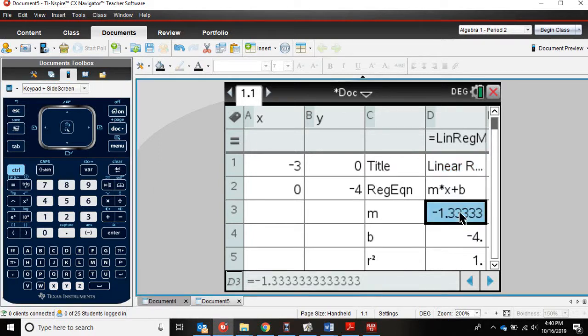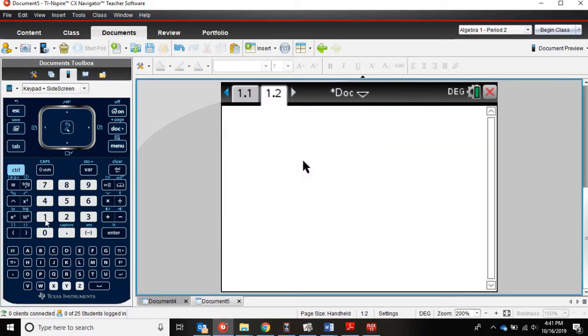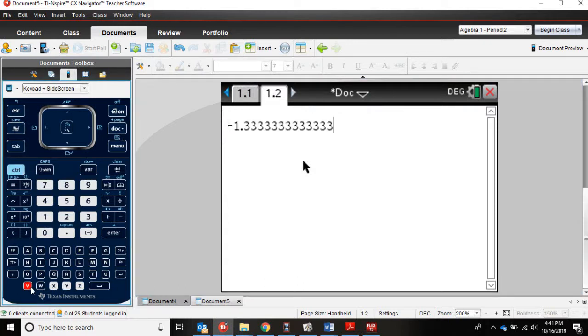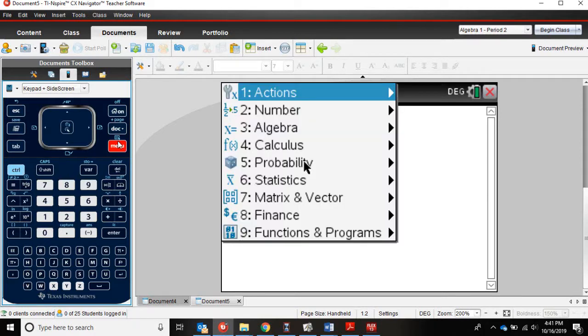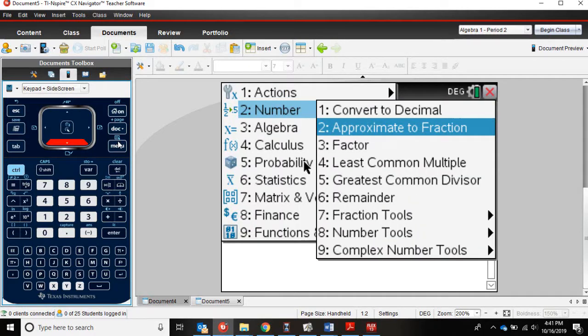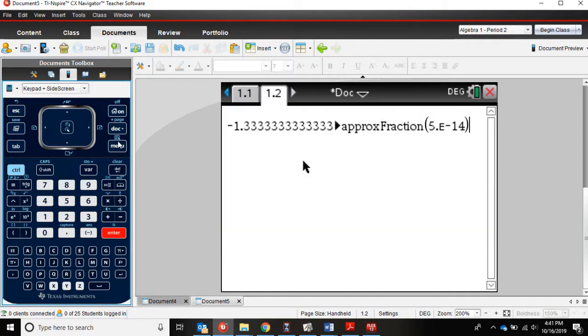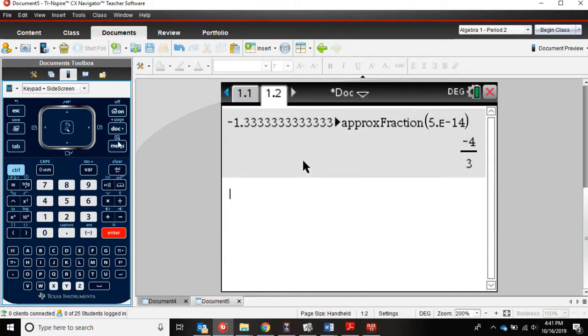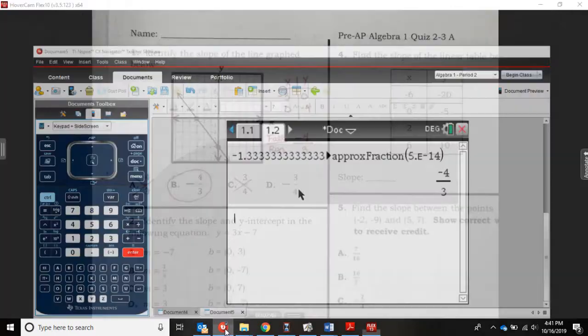Well, I can either do 2 things. I can just write that down and then go type it into a calculator page, or I can press Control C, and it will copy it for me. You can't tell it's copied, but it is. And then press Control Doc and add a calculator page, and press Control V, and it will paste it for you. And then when I press menu, I want to pick a number, and then I'm going to pick change to fraction, and then push enter, and it will tell me my answer is -4/3. So that's how you could have used the calculator.